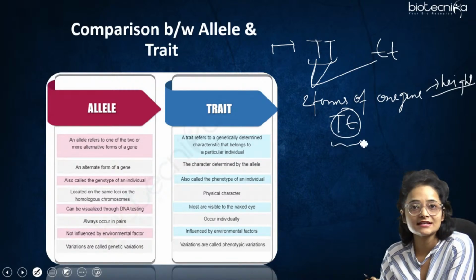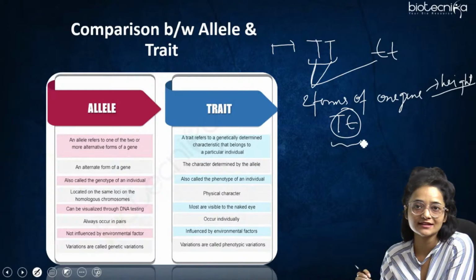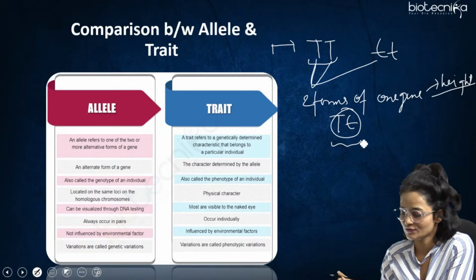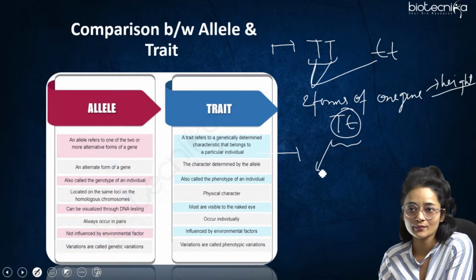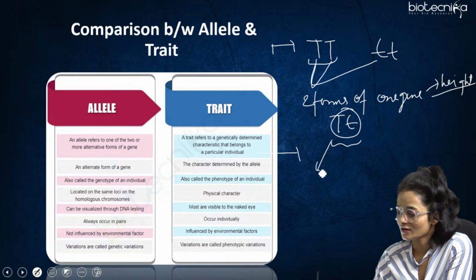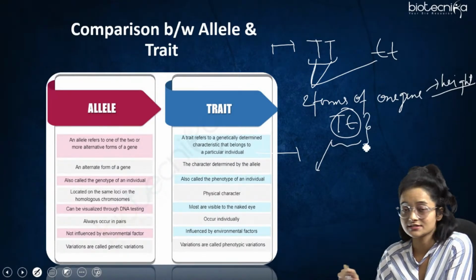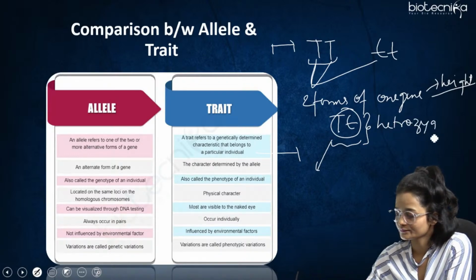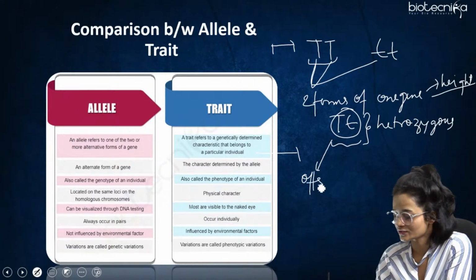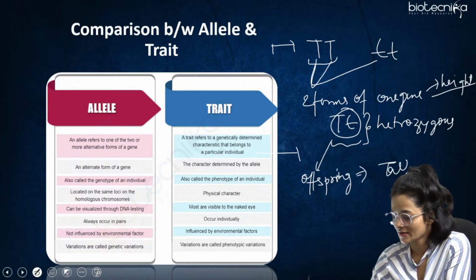Now, trait basically refers to the genetically determined characteristic that belongs to a particular individual, right? So these alleles will basically decide the trait of a particular individual. So if we talk about this tall character, this is the heterozygous form, right? So for this, the offspring which would be produced will have the trait as tall, right?